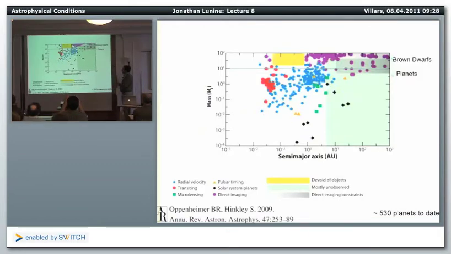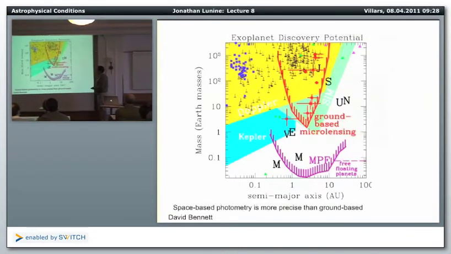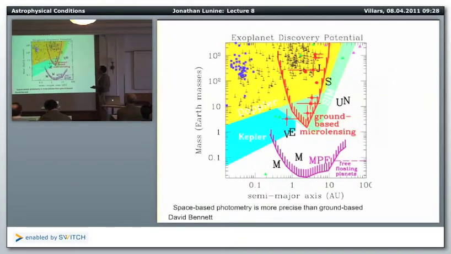And Uranus and Neptune, way out at 19 and 30 astronomical units, are still very difficult targets. So in terms of sensitivity, this is an interesting chart. There are several charts to look at. This is one by David Bennett. So this is mass in Earth masses versus semi-major axis in astronomical units.